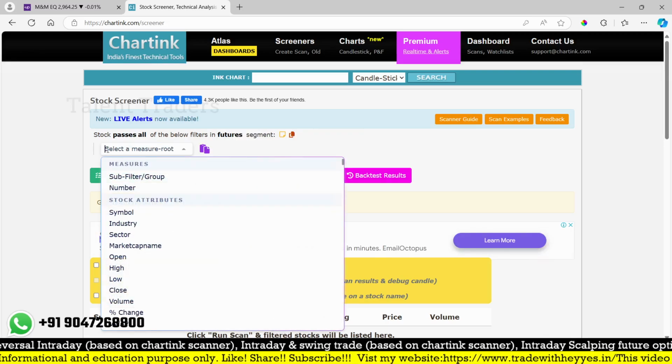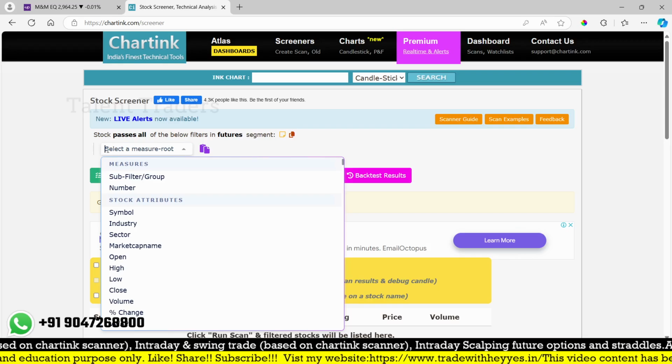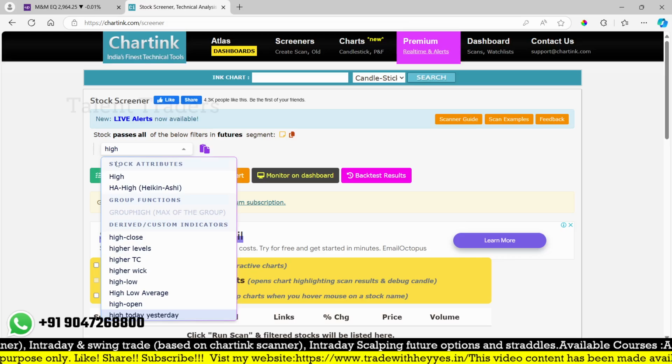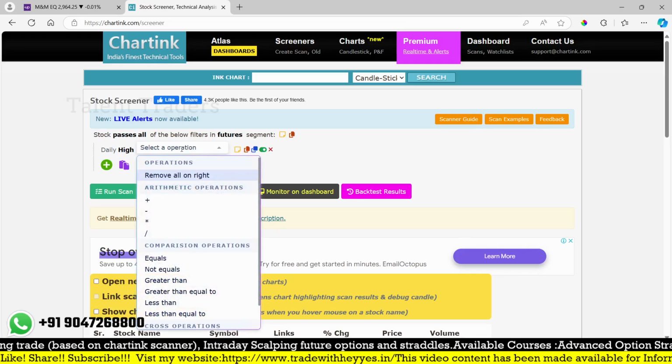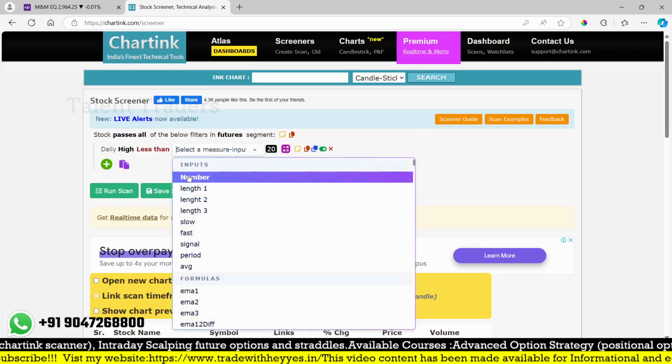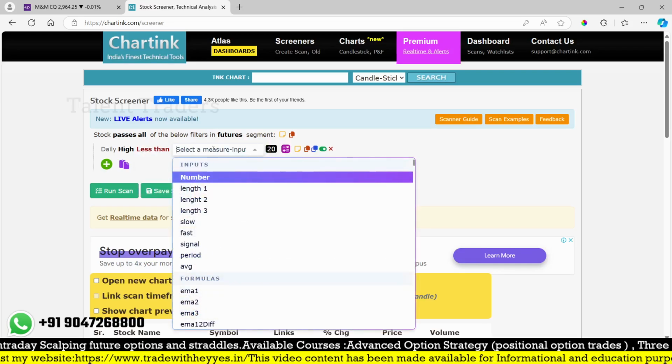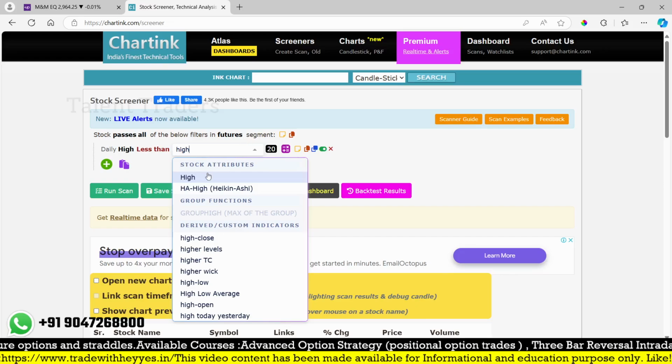I'm not using any custom indicator in the scanner. Let me try with the high of this particular candle must be less than the high of the other candle. So it's simply what it suggests.